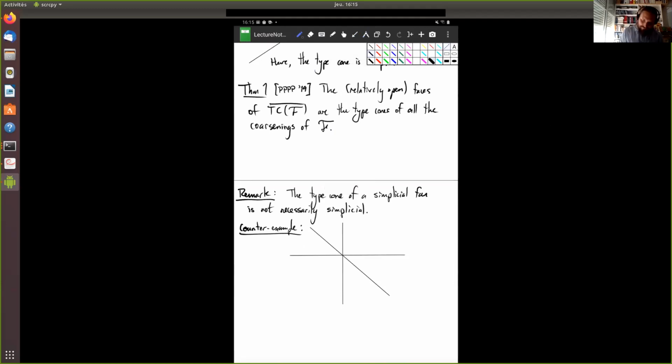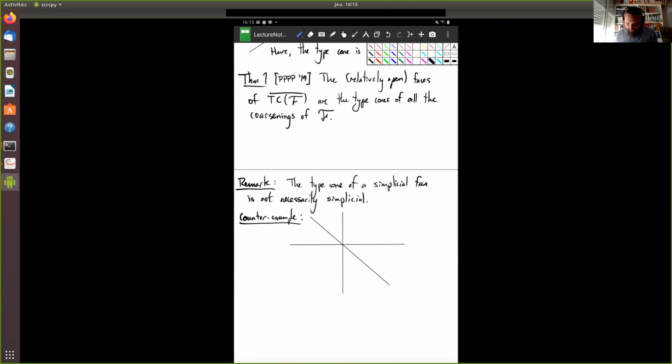And for those of you who like representation theory of quivers, I know you're out there in the audience, this is the G-vector fan of the pre-projective algebra in type A2, so of the algebra given by this quiver and relations. So even for particularly nice algebras yielding particularly nice simplicial fans, the type cone is not necessarily simplicial.